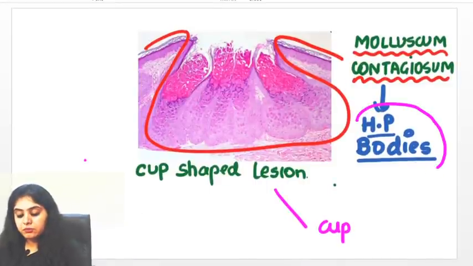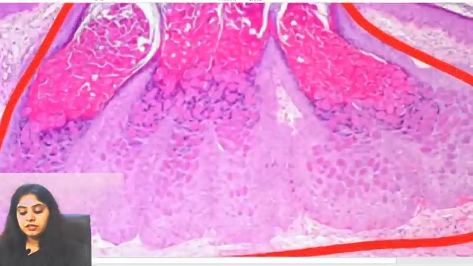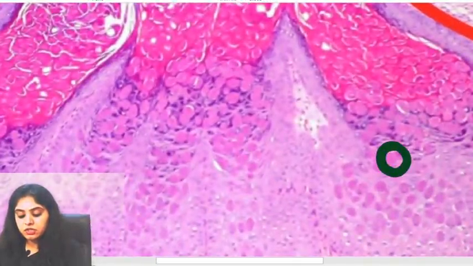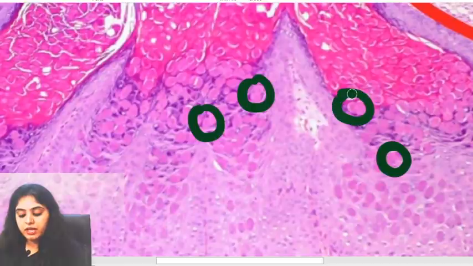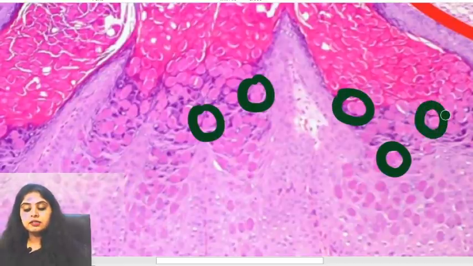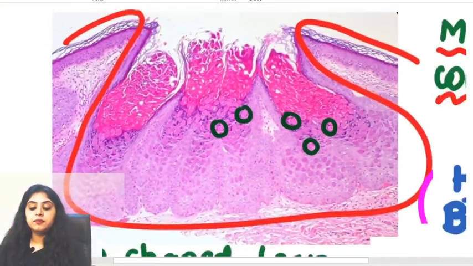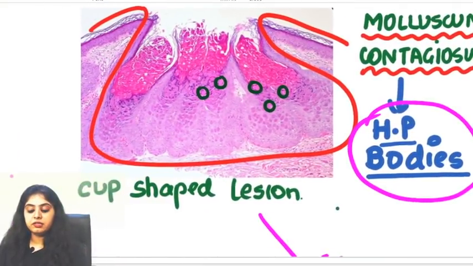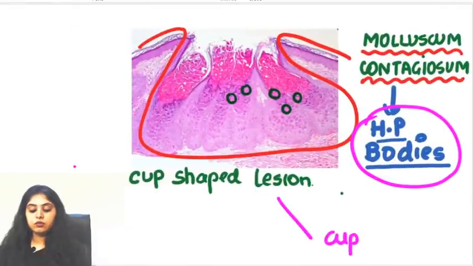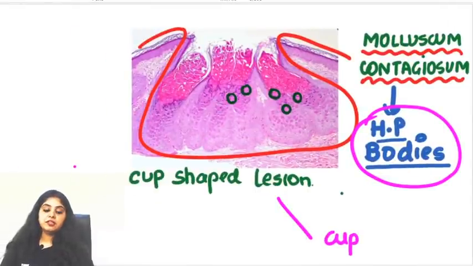And what you see in molluscum are HP bodies. If I may zoom into this, can you all appreciate these pinkish bodies everywhere? These are the molluscum contagiosum bodies, or the HP bodies. Please remember, these are known as HP bodies. Are we clear with these inclusions?